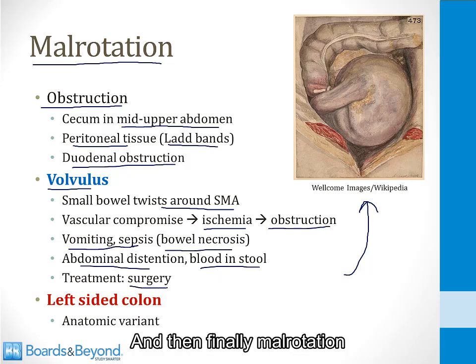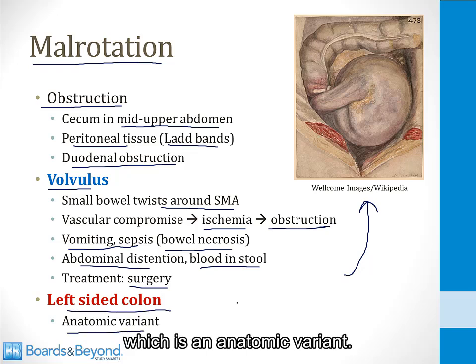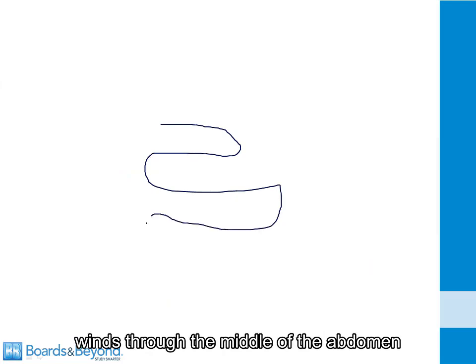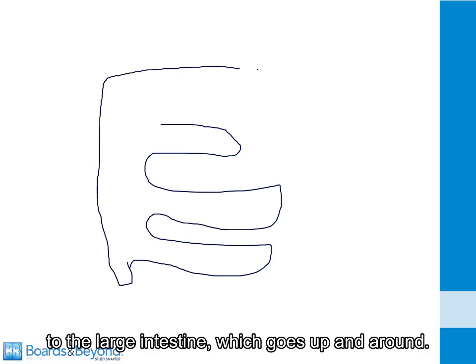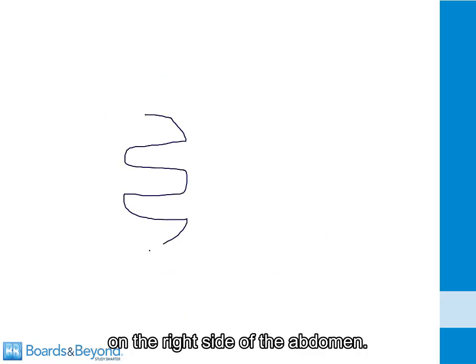And then finally, malrotation can also lead to what's known as a left-sided colon, which is an anatomic variant. Normally, the small intestine winds through the middle of the abdomen, and it connects via the cecum to the large intestine, which goes up and around, and you're probably familiar with this from anatomy. When malrotation leads to a left-sided colon, the small intestine snakes around on the right side of the abdomen.